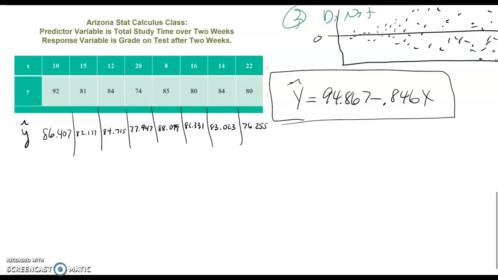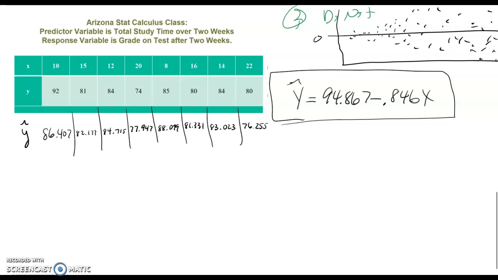So double check. This is what I got when I plugged in each X value into our regression equation. When I plugged in a 10, I got 86.407. When I plugged in 15, I got 82.177. And if I made any mistake in there, I'm sorry. You can send me an email and I'll put an email out that it's wrong.